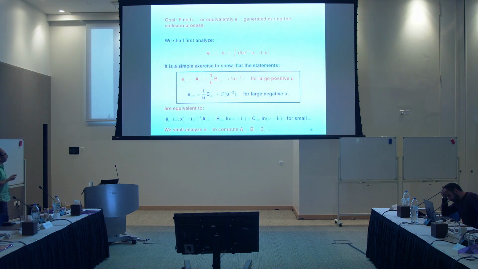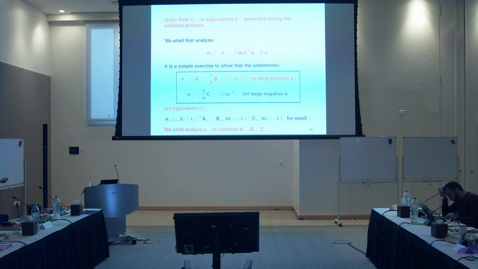So, we define E tilde mu nu (omega, x) as the Fourier transform of E mu nu. And it is a simple exercise in Fourier transform to show that these statements we have made, that E mu nu for large positive u has this structure and E mu nu for large negative u has this structure, translate to some singular behavior of E tilde mu nu, its Fourier transform, for small omega. Omega is the frequency that is dual to t under Fourier transform.